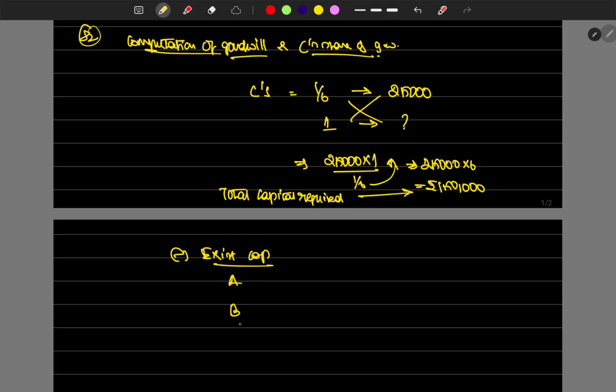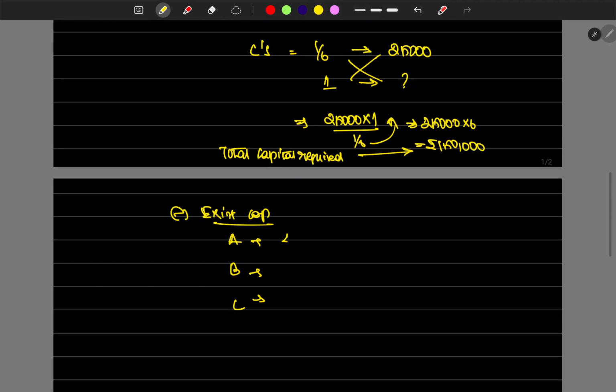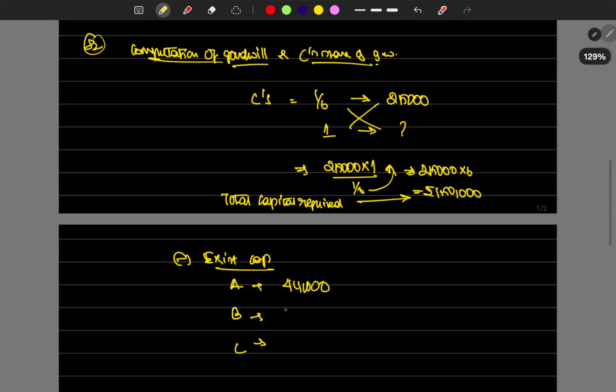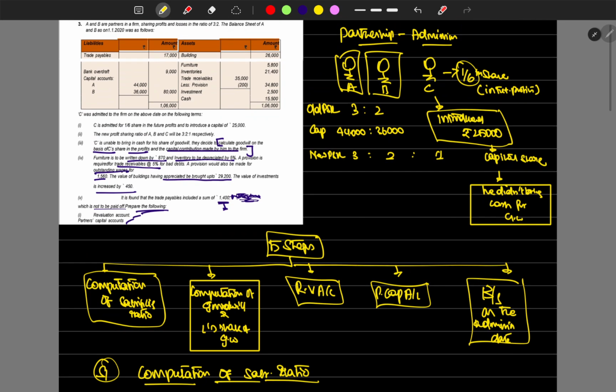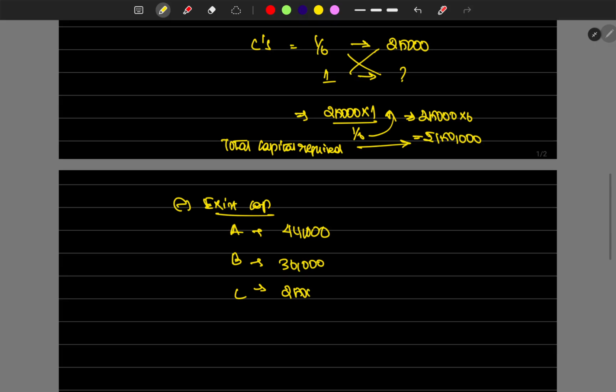A, B, C. What is A's capital? A's capital is 44,000. B's capital is 36,000. And C's capital is 25,000 introduced as capital share, right? So he hasn't brought the goodwill and all. He directly brought the capital alone, right? So 44,000 plus 36,000 plus 25,000, 1,05,000 is the total existing capital. So then what would be the balance? This would be the goodwill, right? So 45,000 is the goodwill.